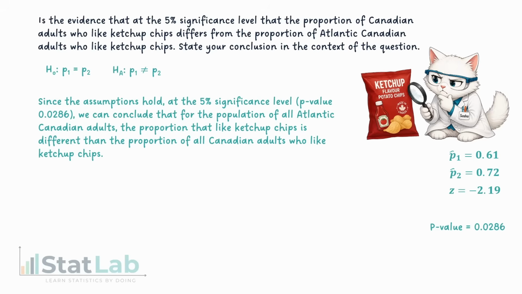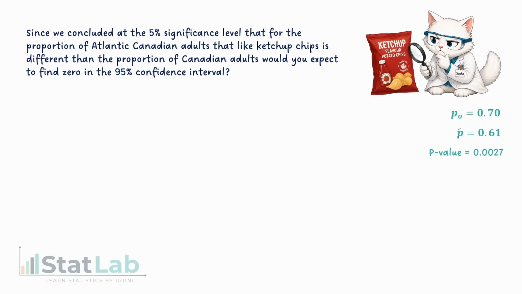So it sounds like a bit of a mouthful, but it's important. I haven't stated anything in this answer that doesn't need to be here. Every single thing needs to be here. The assumptions hold has to be there. The significance level has to be there. Whether or not you conclude has to be there. And the populations, both populations, have to be there. So we concluded at the 5% significance level.